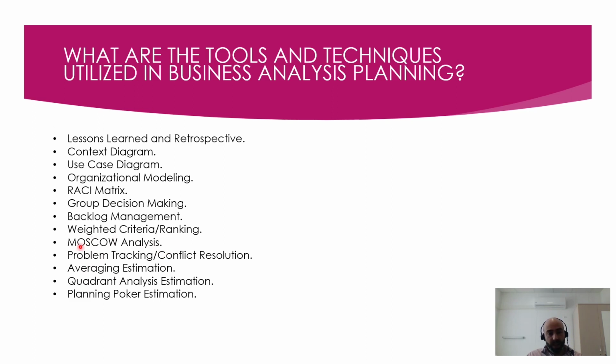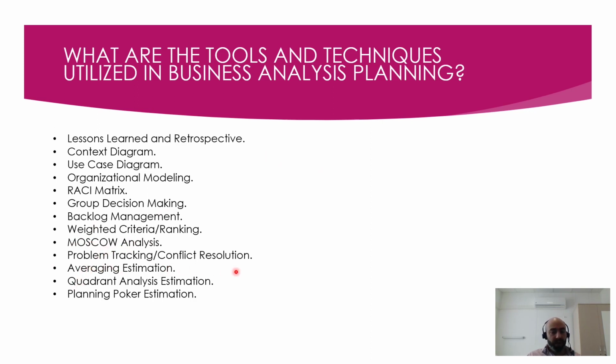Moscow analysis is another prioritization technique, which is M stands for must do priority, so this is the highest priority. S stands for should do, C stands for could do, and W stands for won't do. Okay, so you have the requirements, or you have the prioritized solutions, and then you determine which is the highest priority based on must do, should do, could do, or won't do. Okay.